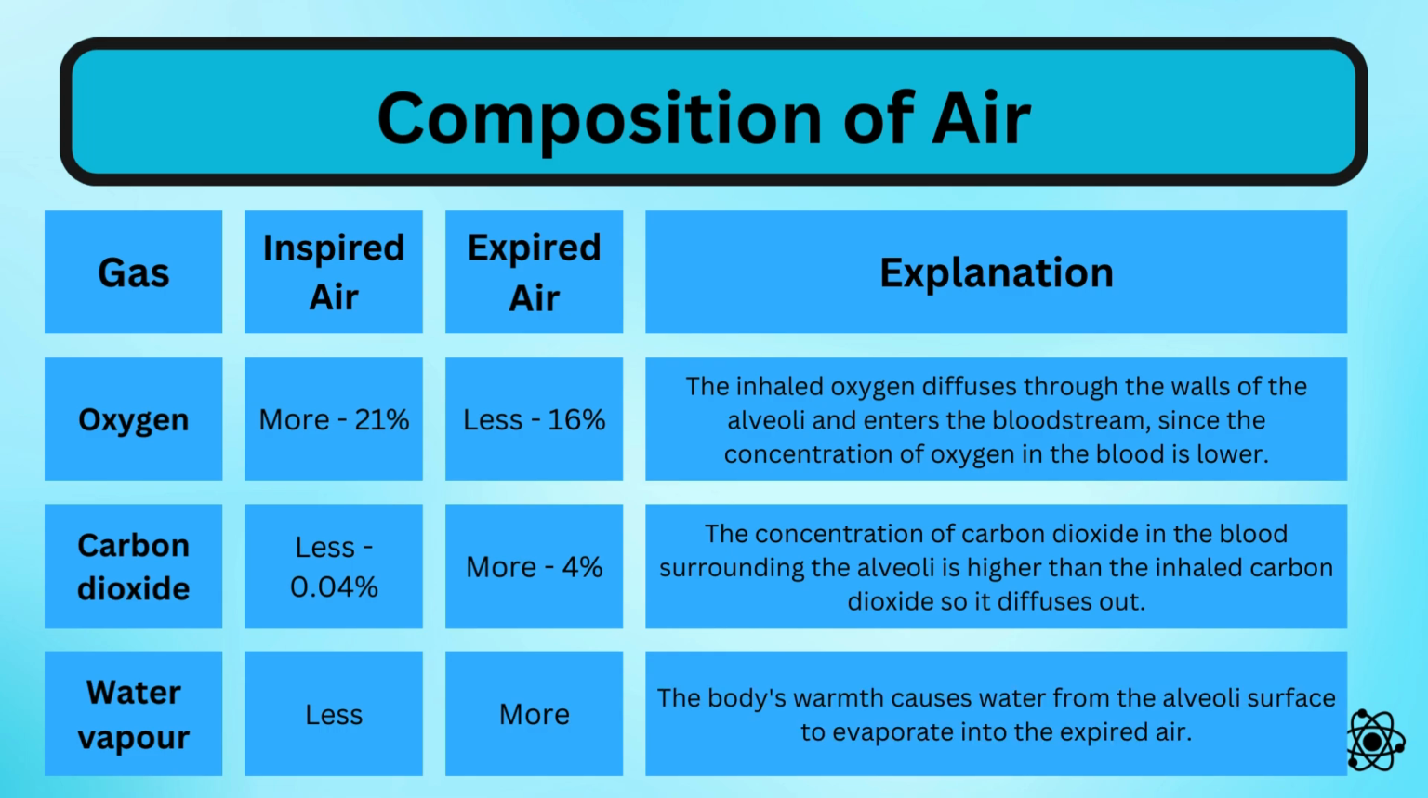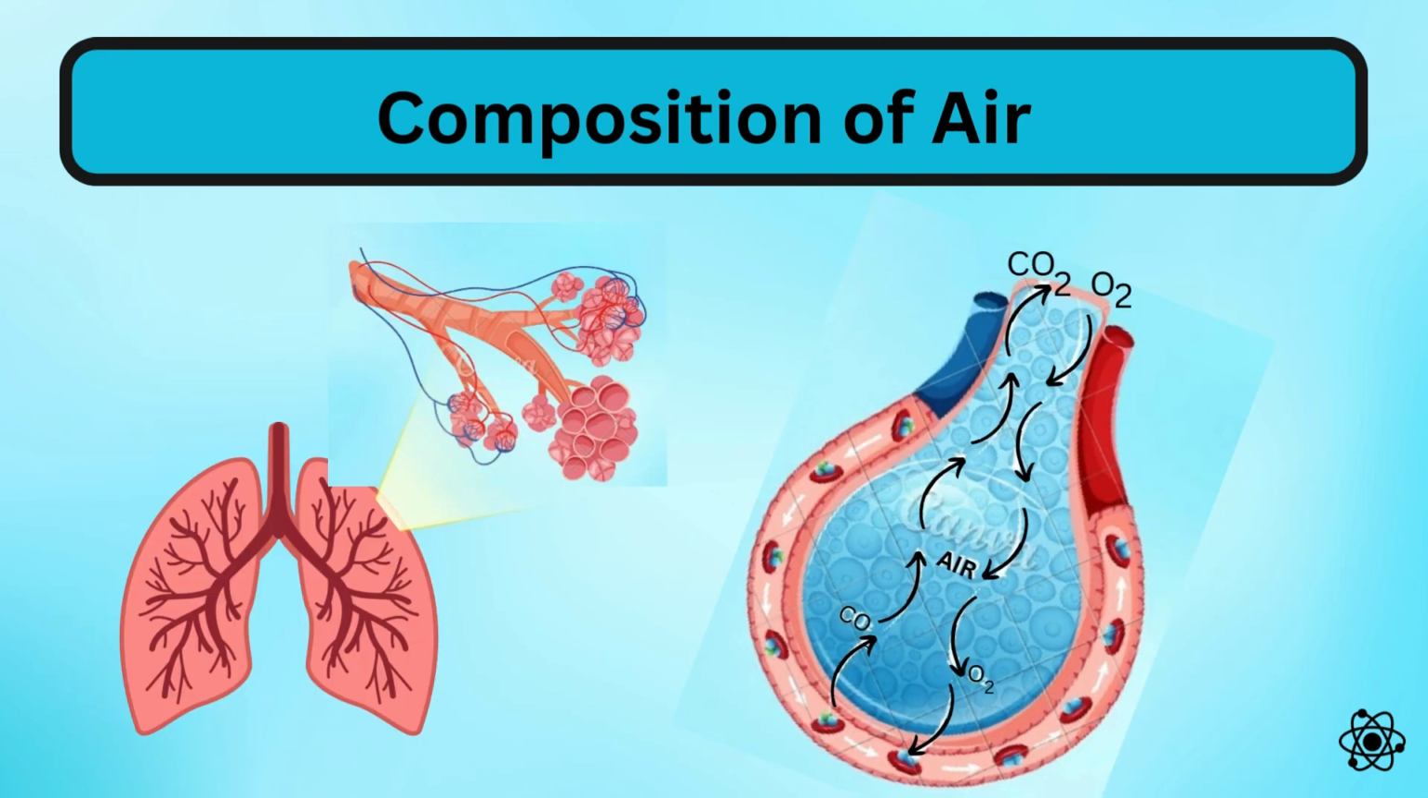The body's warmth causes the water from the alveoli surface to evaporate into the expired air. That is why there is more water vapor when breathing out. This diagram illustrates the gas exchange that takes place at the alveoli. Oxygen diffuses from the alveoli into the blood and carbon dioxide diffuses from the blood into the alveoli.